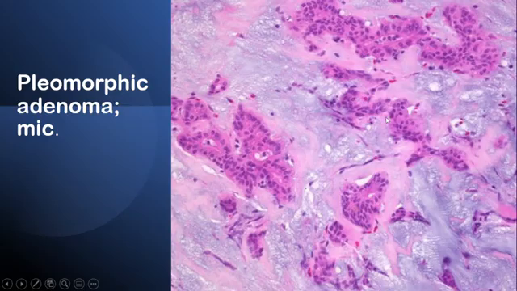Pleomorphic adenoma, the name is related to the origin of the tumor. It is multifocal or polyclonal. It is called polyclonal, meaning the tumor originated from many types of cells. Pleomorphic, many origins in the same tumor.